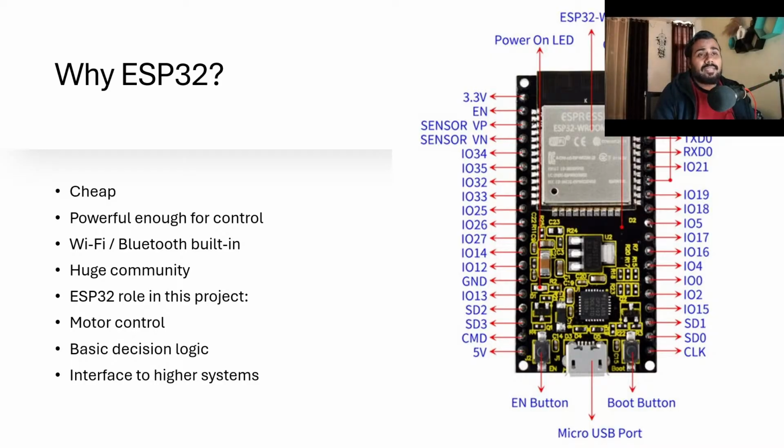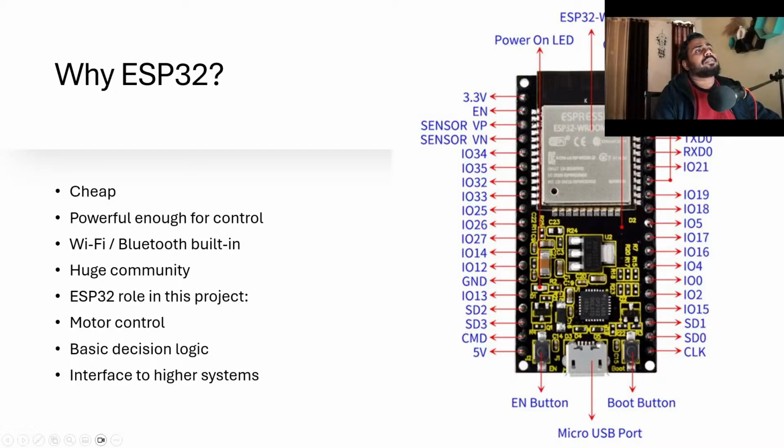Main reason for me to pick this is it has inbuilt Wi-Fi and Bluetooth because I wanted my robot to be remotely controlled. It has a huge community, means more documentation. Just imagine if you bought some random chip, it is not properly documented, nobody is there to help you, it becomes a pain in the wrong part of your body, right? So the ESP32's role in this project is to control motors, basic decision logic, interface to higher systems.